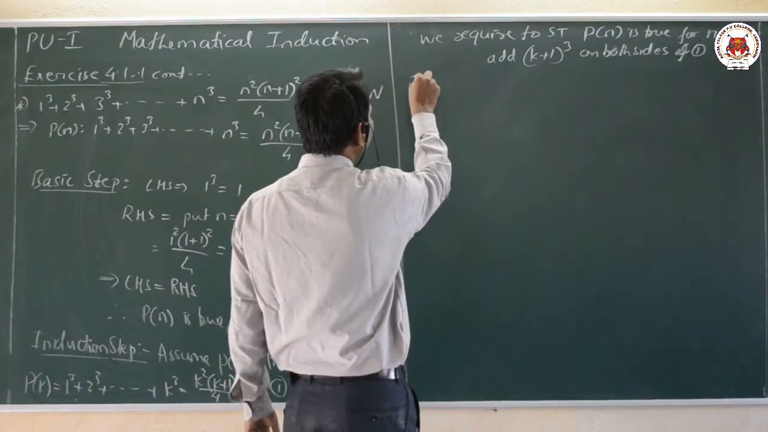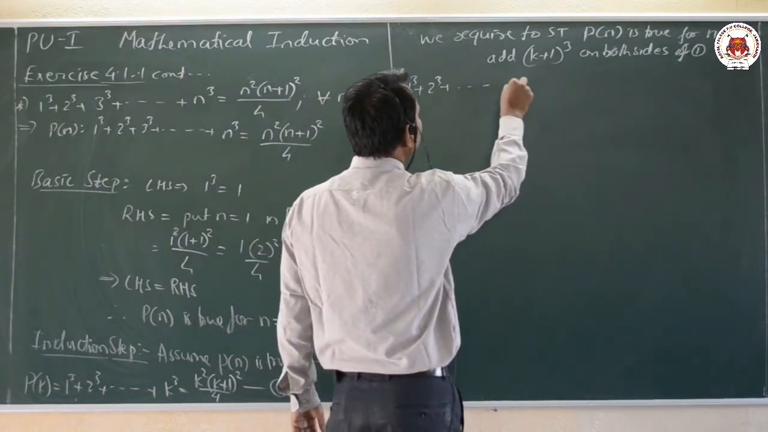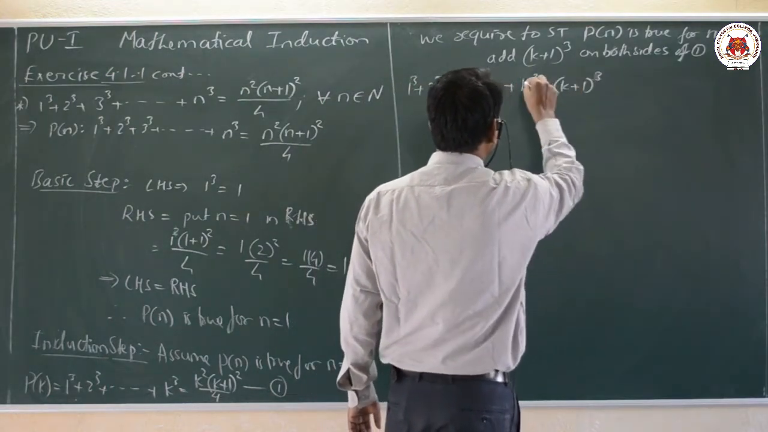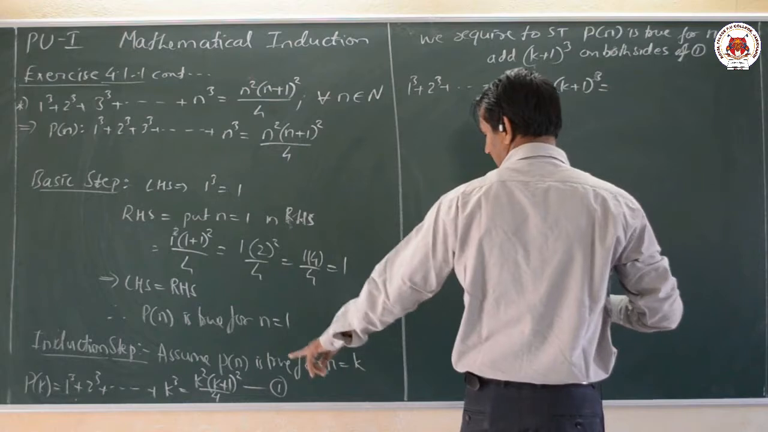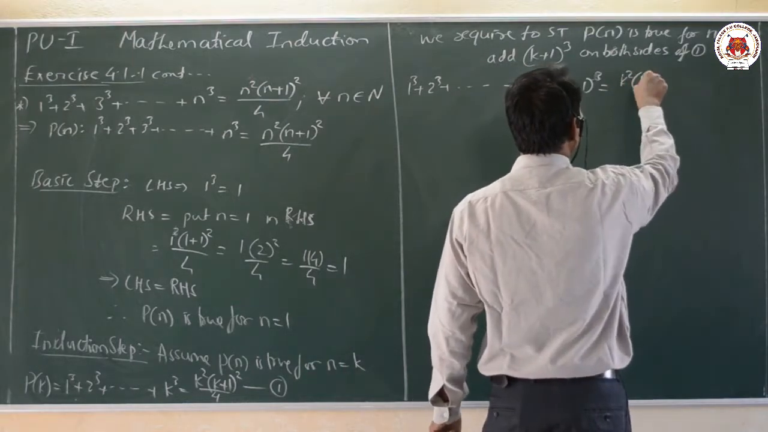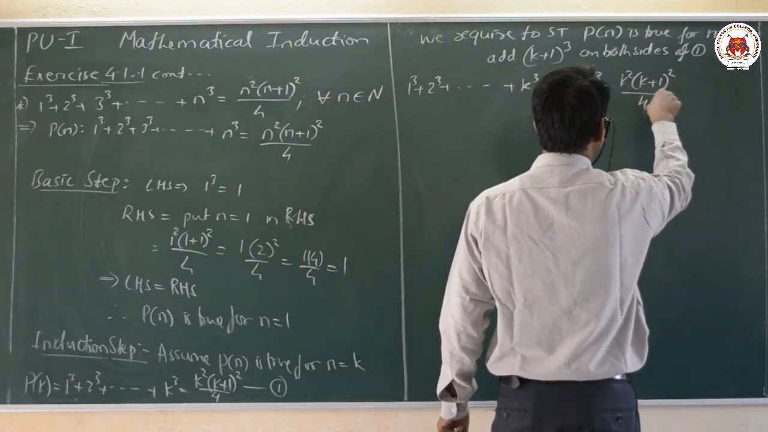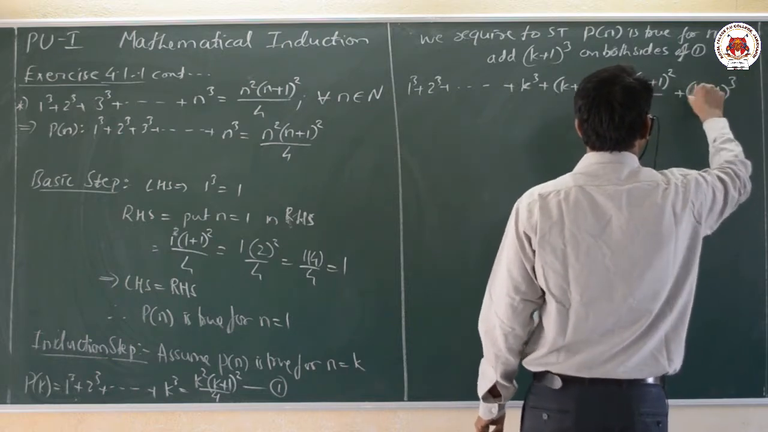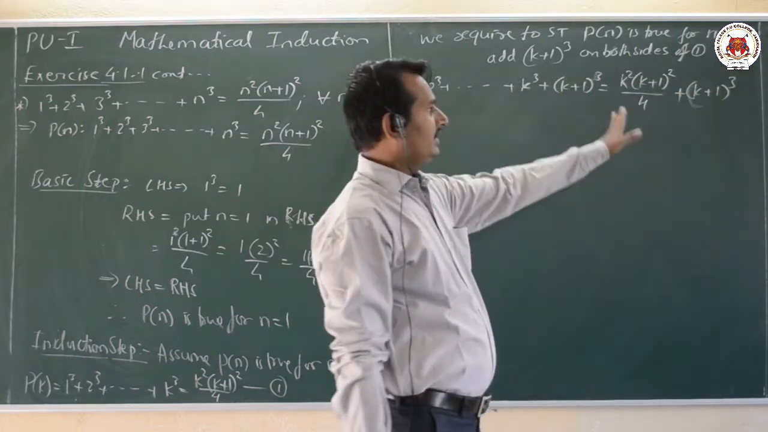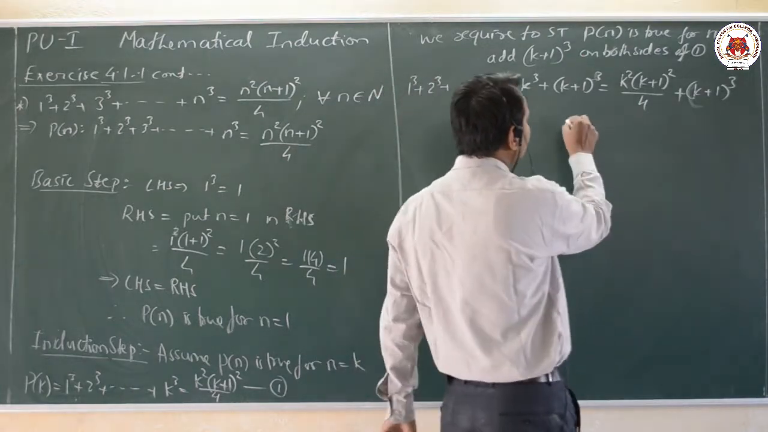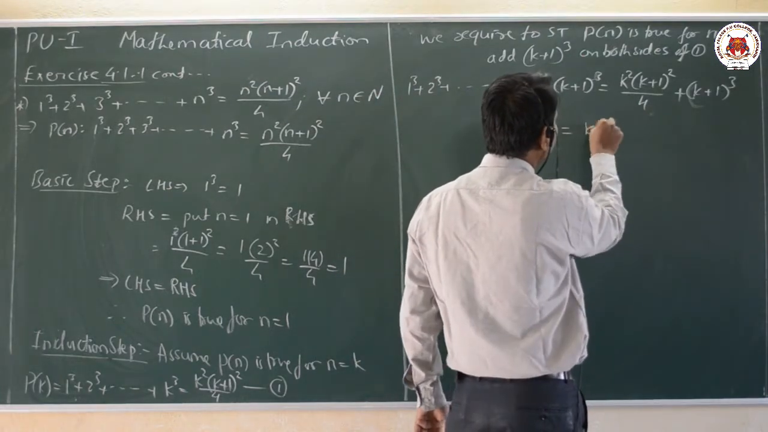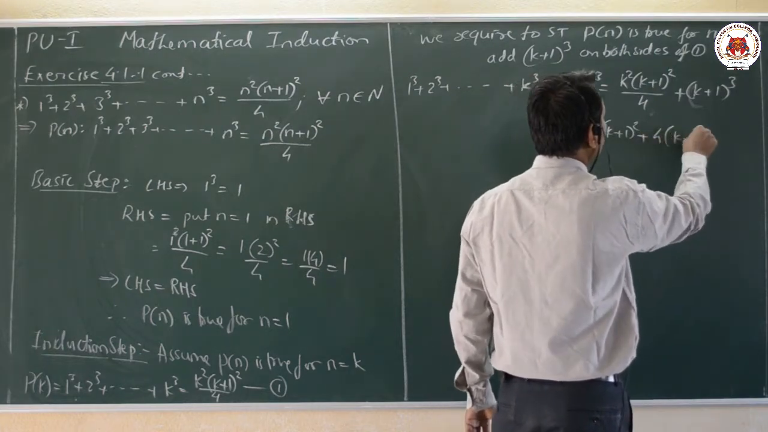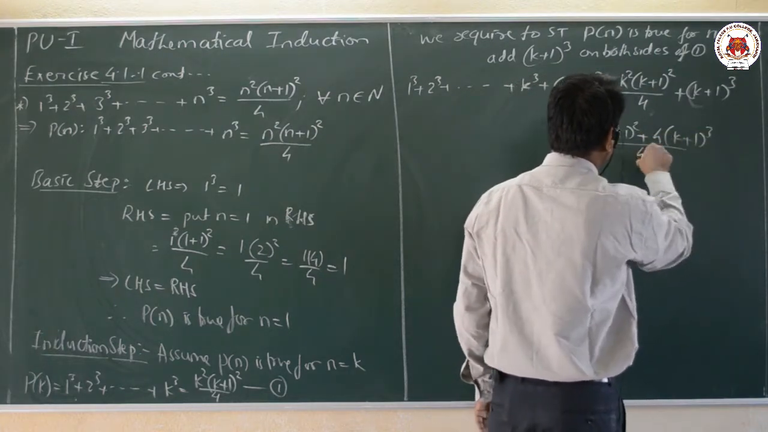That means here we have 1 cube plus 2 cube plus so on till plus k cube plus k plus 1 whole cube, which is equal to k square into k plus 1 whole square divided by 4 plus k plus 1 whole cube. Now for the RHS I will take the LCM, that is k square into k plus 1 whole square plus 4 into k plus 1 whole cube divided by 4.